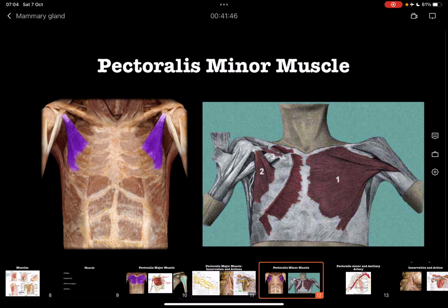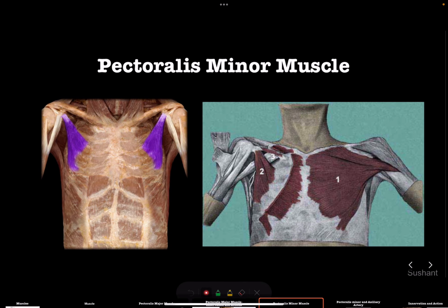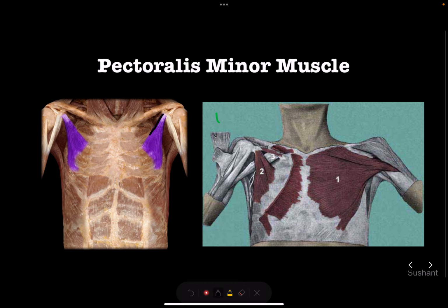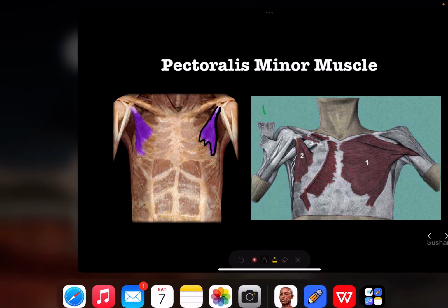Now coming to the pectoralis minor muscle. The pectoralis minor muscle is found deep to the pectoralis major muscle. This muscle is also a triangular muscle. As you can see, its outline is triangular. This highlighted muscle is triangular in shape, and this muscle actually divides the axillary artery into three parts.